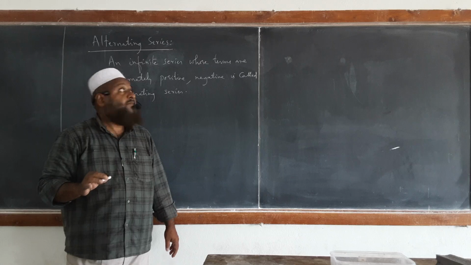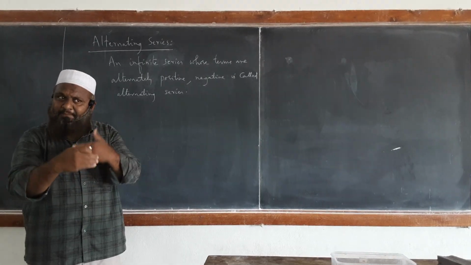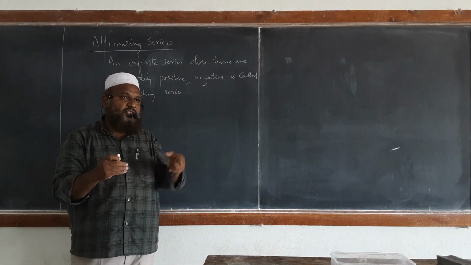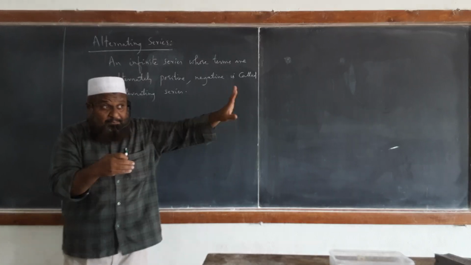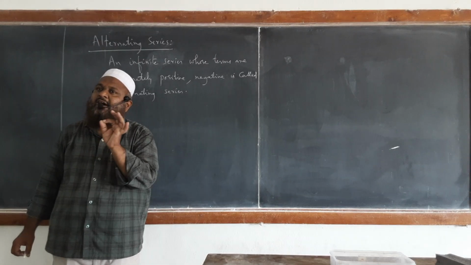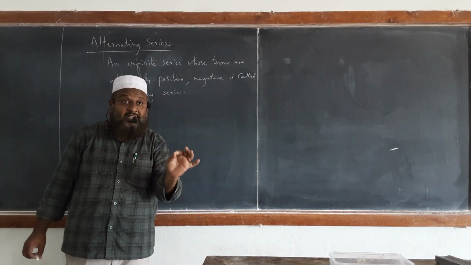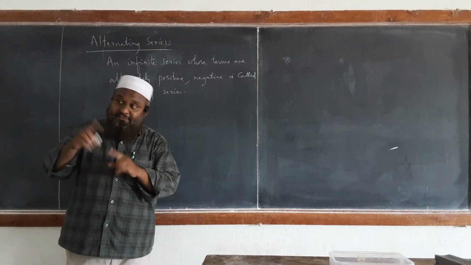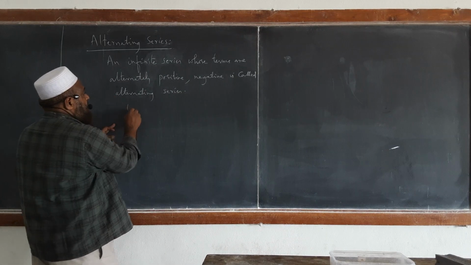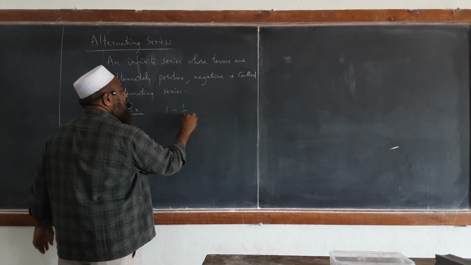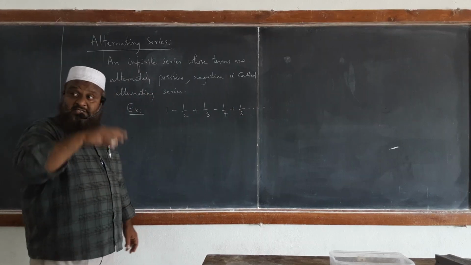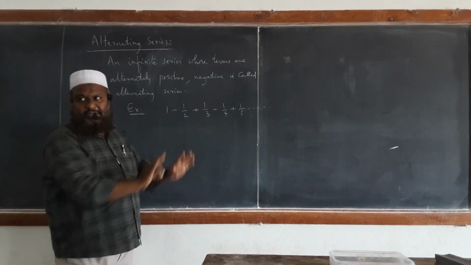What is an example of that one? Example, so simple. Alternately positive negative means if it starts with positive, the second term should be negative, the third term should be positive, the fourth term should be negative. Two negatives, then three positives, that's not allowed. We are not studying that type of infinite series. We are studying only those infinite series where we have alternately positive and negative. It may start with a negative term, then it should be positive, then negative, then positive, like that. Example, 1 minus 1 by 2 plus 1 by 3 minus 1 by 4 plus 1 by 5, and so on. It may start with negative also, that I need not discuss.